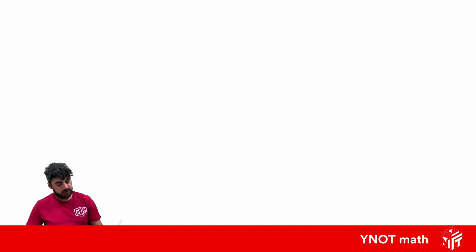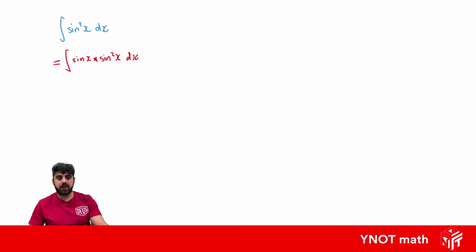Alright, so another example. Let's look at the integral of sine cubed x. So we just spoke about even powers. What about odd powers? Odd powers we'll actually want to break up looking something like this. So we want to do the integral of sine x times sine squared x dx, because sine x times sine squared gets us back to sine cubed.